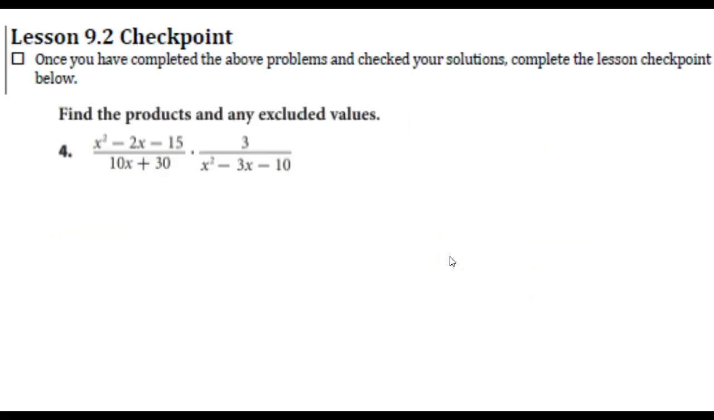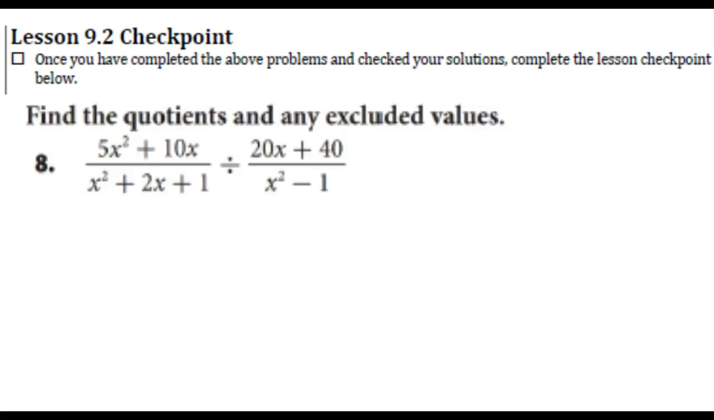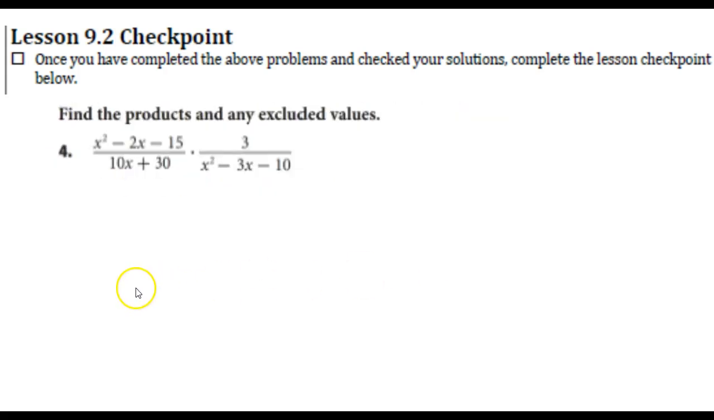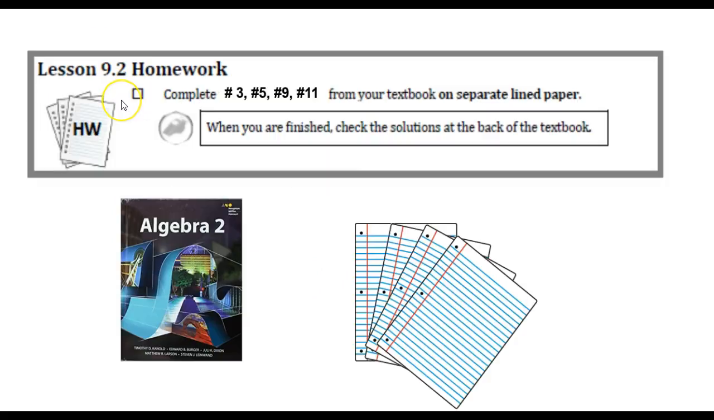Alright, moving right along to our checkpoint. We only have about 2 problems left, but I think I'm just about out of time for this video here, so I'll do 9.2, numbers 4 and 8, and show you your homework that we did in class. Alright, see me on the next video.